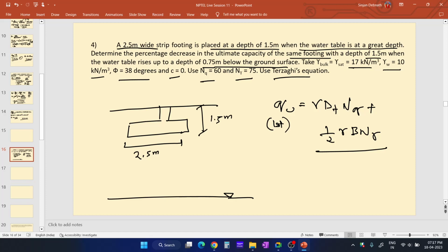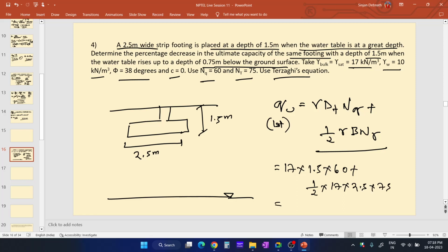Now let us put all the parameters into this particular equation. Gamma is how much? Gamma is 17. Df is how much? Depth of the foundation is 1.5. Nq is how much? Nq is 60, plus half into gamma. Gamma is how much? Gamma is 17. B is 2.5. N gamma is how much? It is 75.